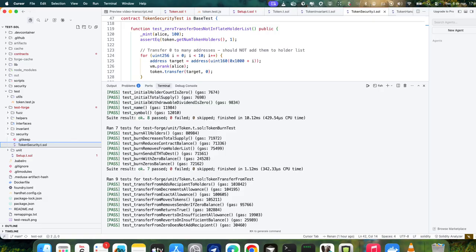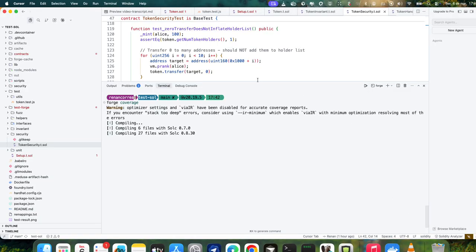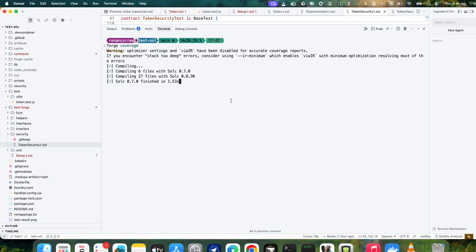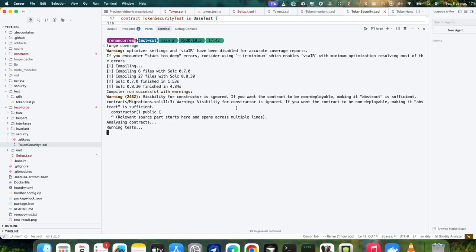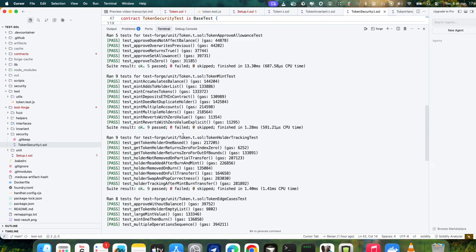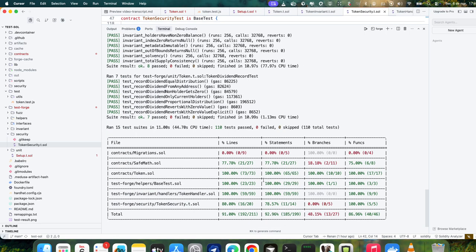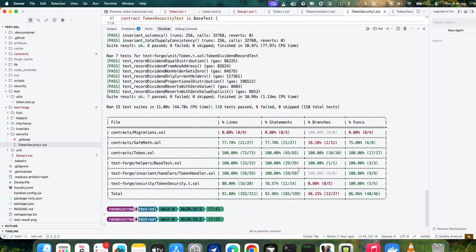Running forge coverage confirms 100% coverage on Token.sol, so all lines, statements, branches, and functions are covered. I also set up a GitHub Actions workflow with 4 parallel jobs: Hardhat tests, Forge tests with a CI profile for extended fuzz and invariant runs, Slither static analysis, and Solhint linting. All 4 jobs are passing.